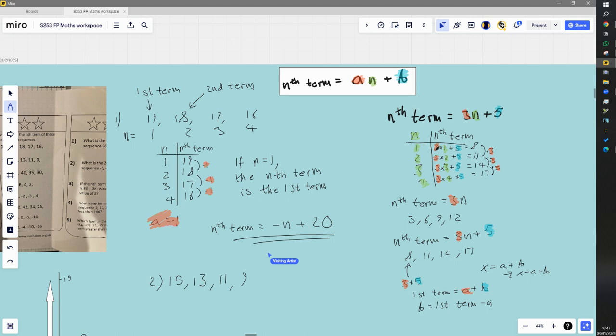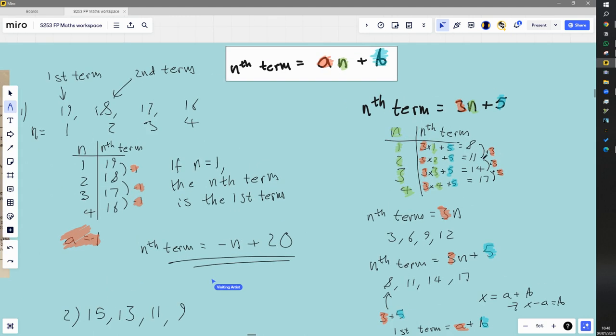And all we do is 3 times n plus 5, because that's the nth term in this example. So 3 times 1 plus 5 is 8. 3 times 2 plus 5 is 11. 3 times 3 plus 5 is 14. 3 times 4 plus 5 is 17. And so this is the sequence: 8, 11, 14, 17. That's the sequence for 3n plus 5. And we notice that it goes up in threes, so the gap between any two numbers is this value here.